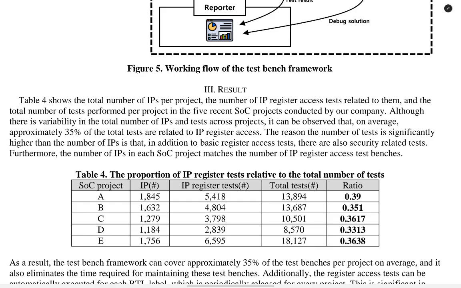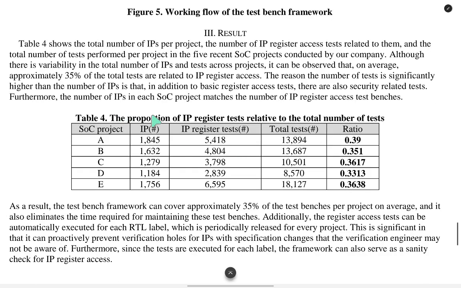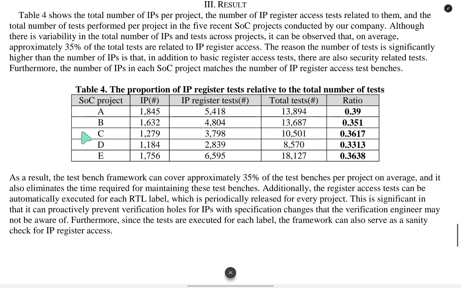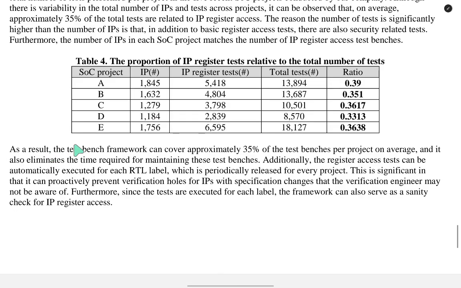The reason the number of tests is significantly higher than the number of IPs is that, in addition to basic register access tests, there are also security related tests. Furthermore, the number of IPs in each project matches the number of IP register access test benches. Table 4 shows the proportion of IP register tests relative to the total number of tests. As a result, the test bench framework can cover approximately 35% of the test benches per project on average, and it also eliminates the time required for maintaining these test benches.